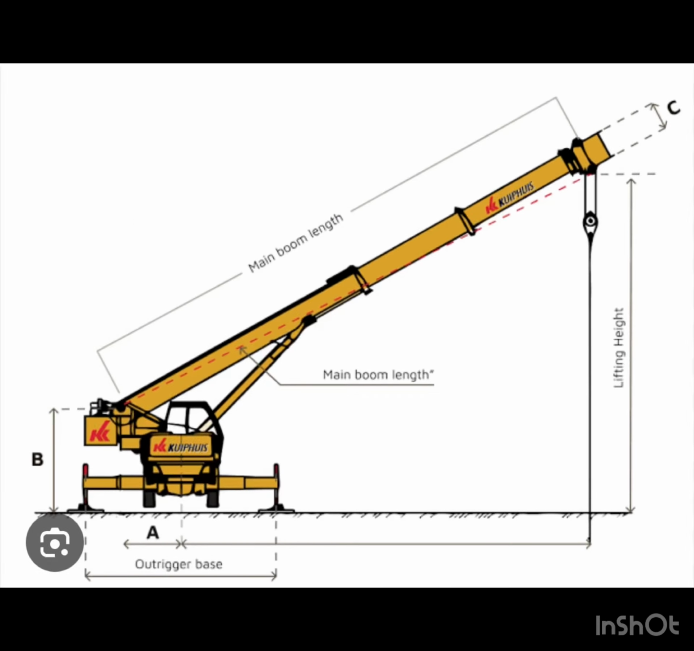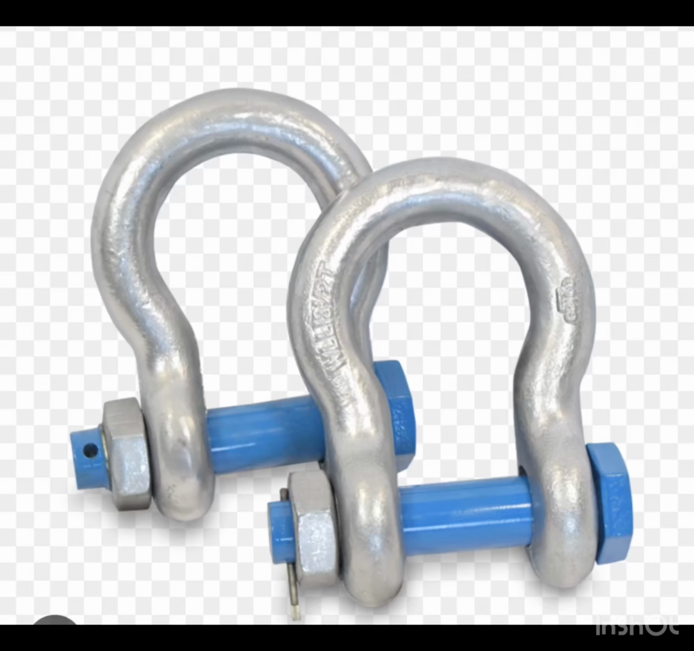What is working radius? Working radius of a crane, also known as operating radius, is the horizontal distance from the center of rotation or base of the crane to the center of the load hook. The maximum load that the crane can lift decreases as the working radius increases. What are shackles? Shackles are a type of hardware commonly used to attach a sling to a load.